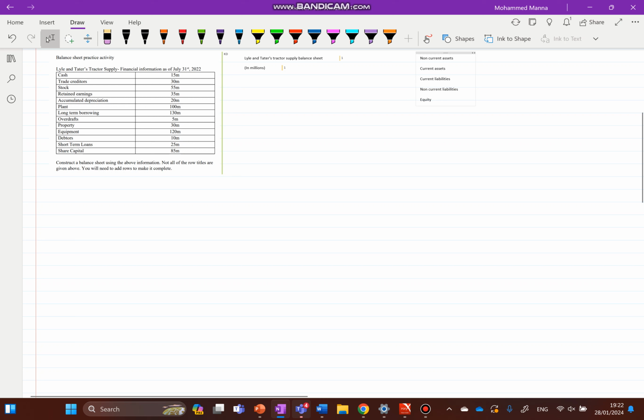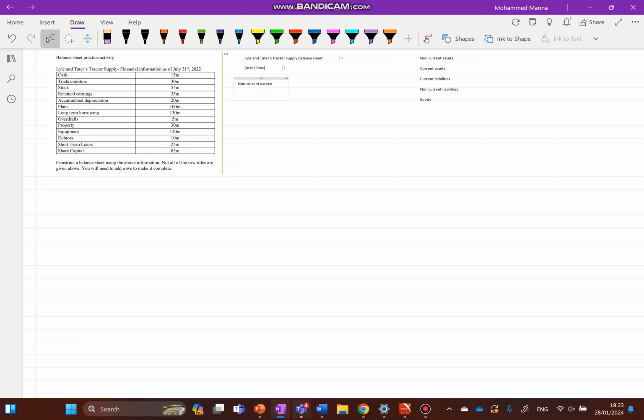To start the balance sheet, you're going to, of course, need a title, and you must always use the title, because a lot of people lose marks for not writing down the titles of their balance sheets. So we'll start off with non-current assets. Non-current assets are assets that you're going to hold for longer than a year, and you need to apply it to this question. We'll just write down non-current assets first.